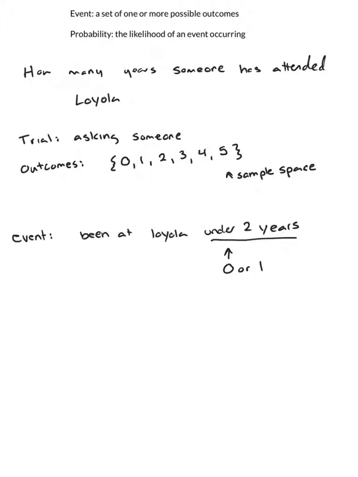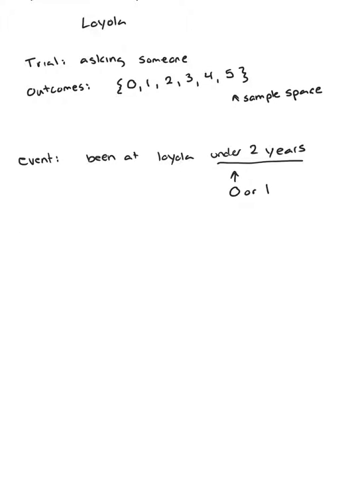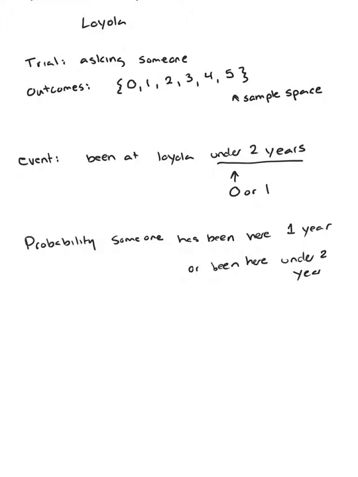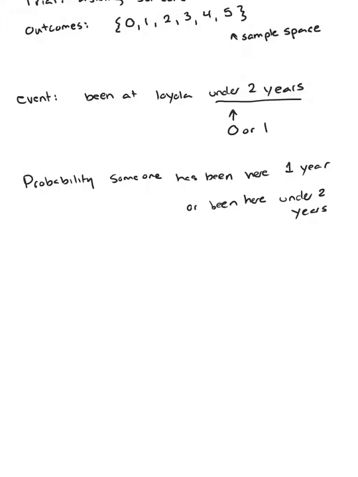Now, the probability would be the likelihood that this happens. So, for instance, if I want to look at the probability someone has been here 1 year, or I could look at been here under 2 years. Once again, this would just measure the likelihood that this would actually happen. When we look at the probability of something, we have some nice notation for it. In general, if I want to write the probability of something, I would write the probability of A, for whatever event A is. So for instance, if I want to find the probability someone has been here 1 year, I would write the probability of 1 year.